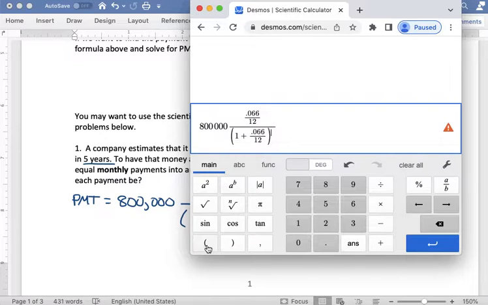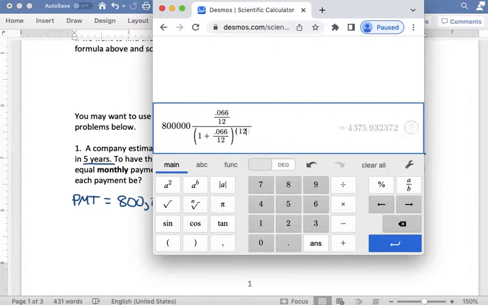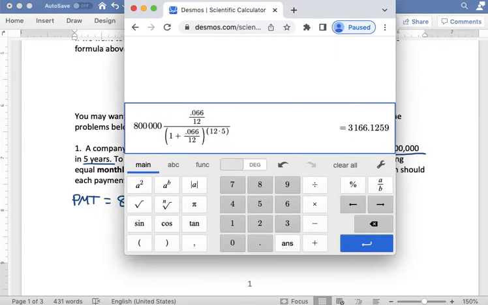my power is going to be 12 times 5. I know that that's 60, but I can also just type 12 times 5 in my exponent. If I do that, I need parentheses. And then don't forget that minus 1.